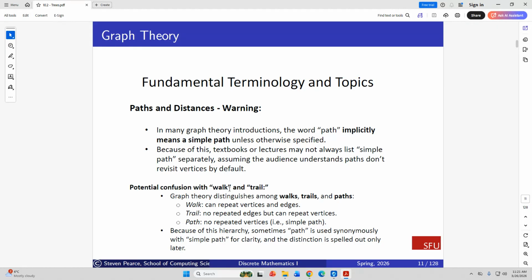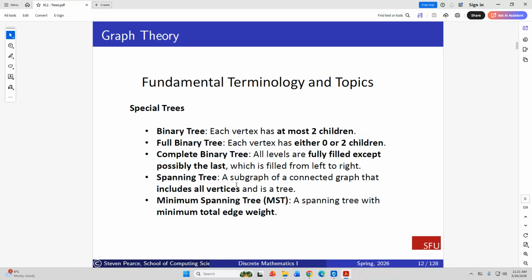Potential confusion with walk and trail. Graph theory distinguishes among walks, trails, and paths. We just talked about paths. A walk can repeat vertices and edges. A trail, no repeated edges, but can repeat vertices. Path, no repeated vertices. Simple path, no repeated vertices. Okay? So make sure you know this. This is extremely important. Because of this hierarchy, sometimes path is used synonymously with simple path, as we just said up there.